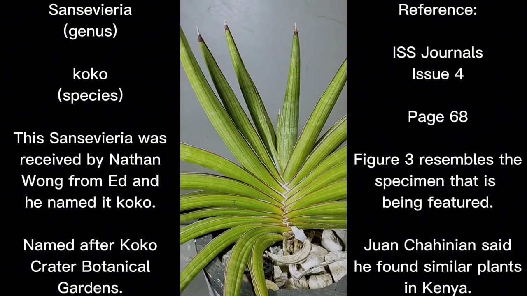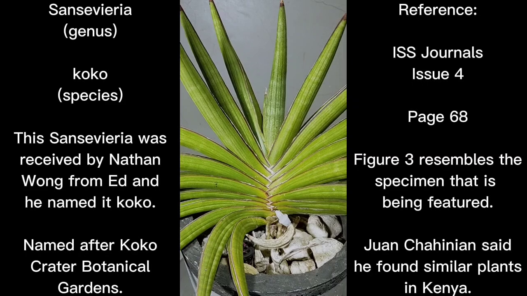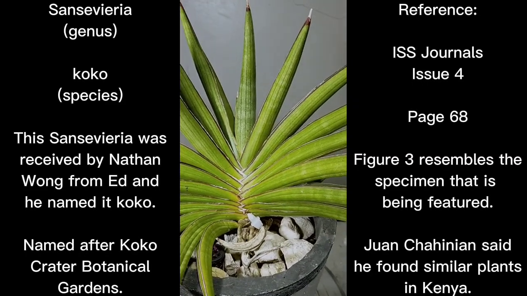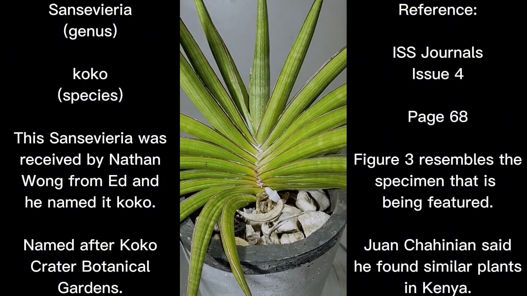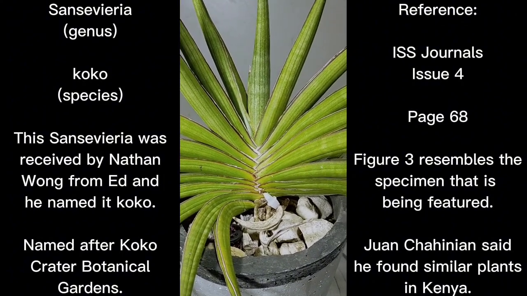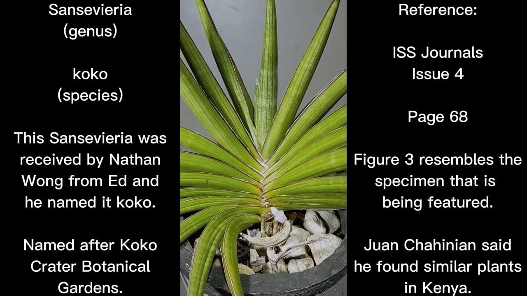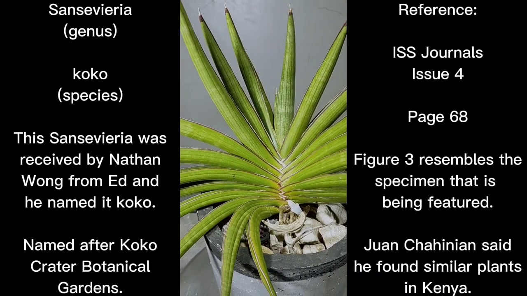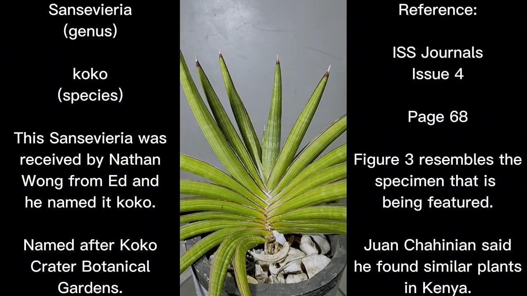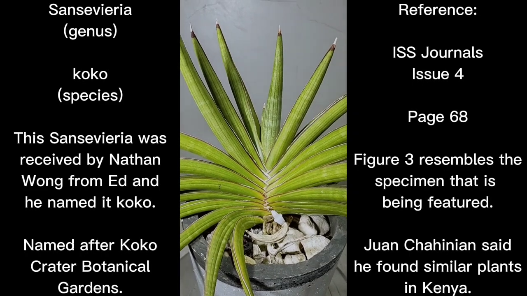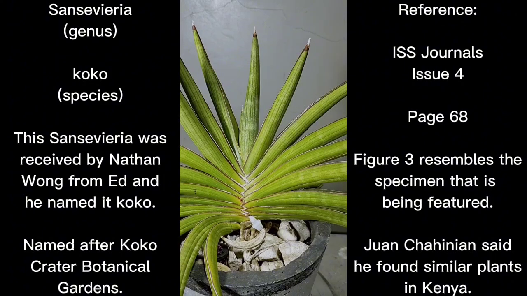So Nathan Wong and Ed Abbey, they are not sure as to what species it belongs to, but they gave the name koko for it, and that is what it is now known as in the Sansevieria world. So this is Sansevieria koko, and actually there is a confusion that the plant given to Nathan Wong was patens, the former or now known to be Ed Abbey.